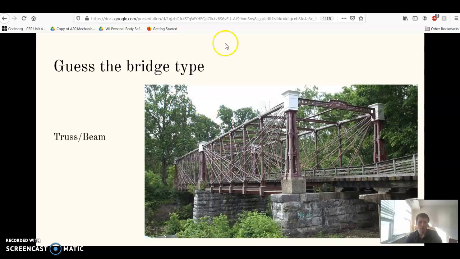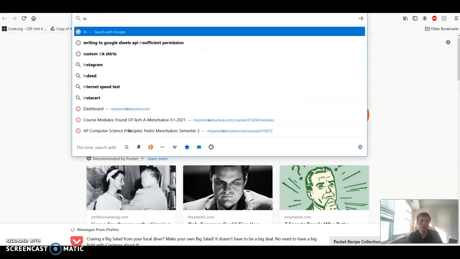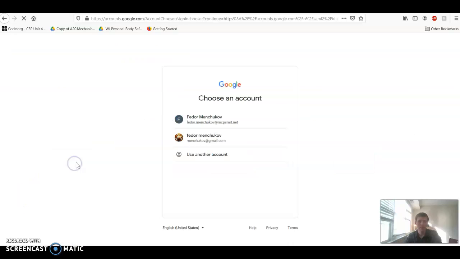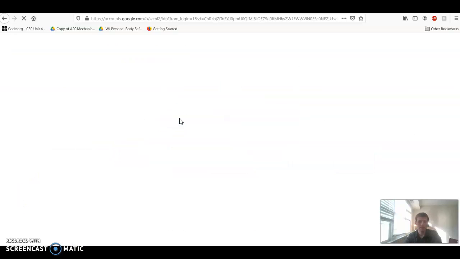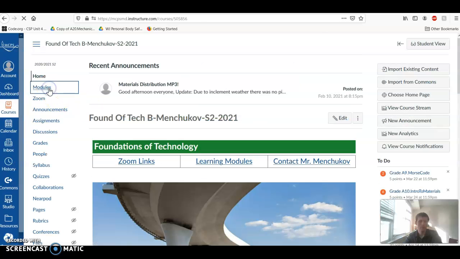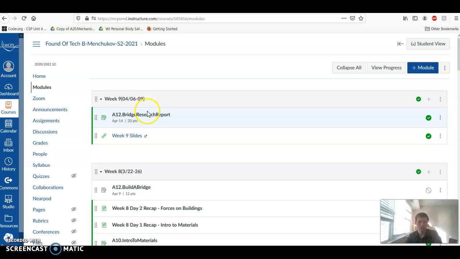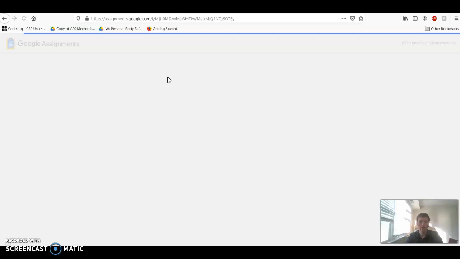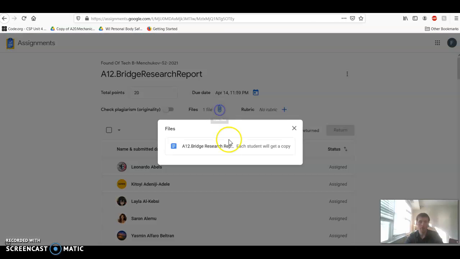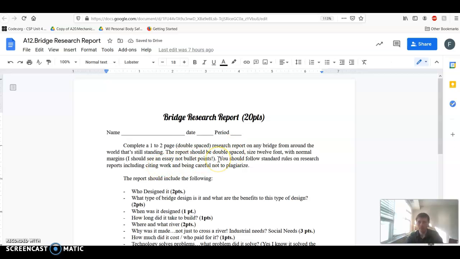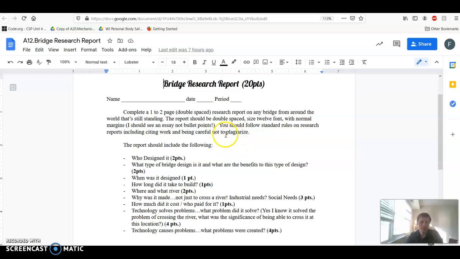Now to actually complete your assignment, you're going to need to go to MyMCPS, log in, click on Modules, and complete assignment 12. You need to file a short research essay on a bridge that you like. I leave it up to you. The bridge must be still standing. I recommend historic bridges as they're more interesting to write about usually, but it's your choice.